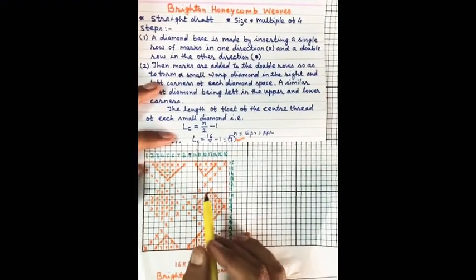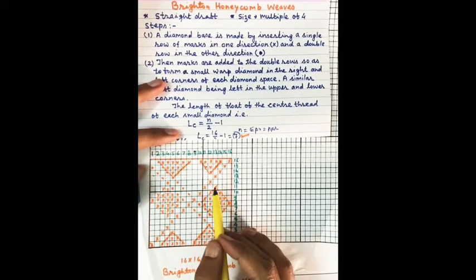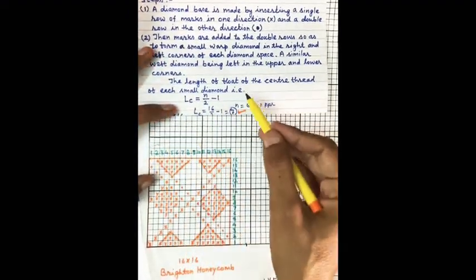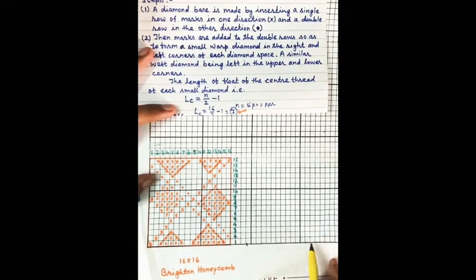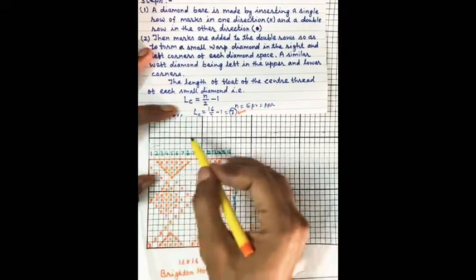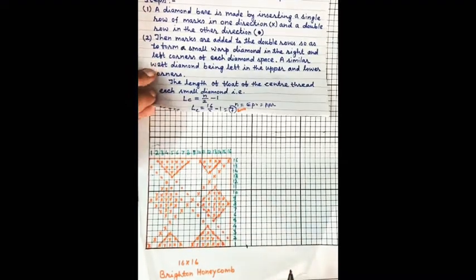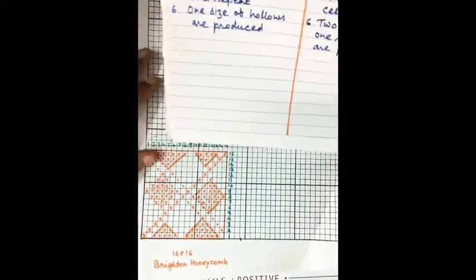Here, this is based on straight draft. So the draft will be constructed in 16 heals. So you can indicate the draft by taking 1 to 16 in a straight line, and lifting plan will be same as design, because when the straight drafting is there, lifting plan is same as design. So in this way, we have completed Brighton honeycomb design construction.